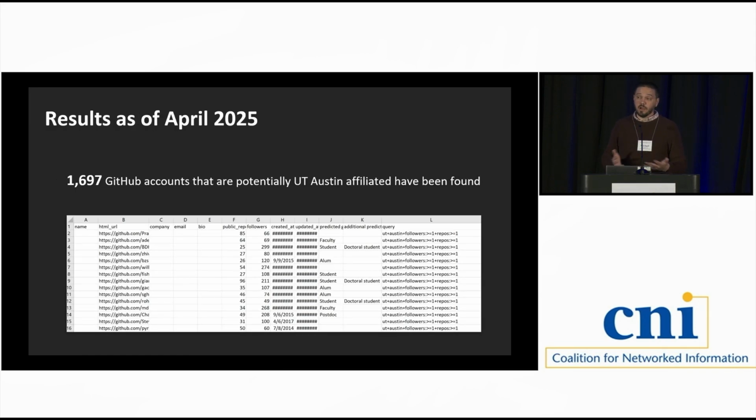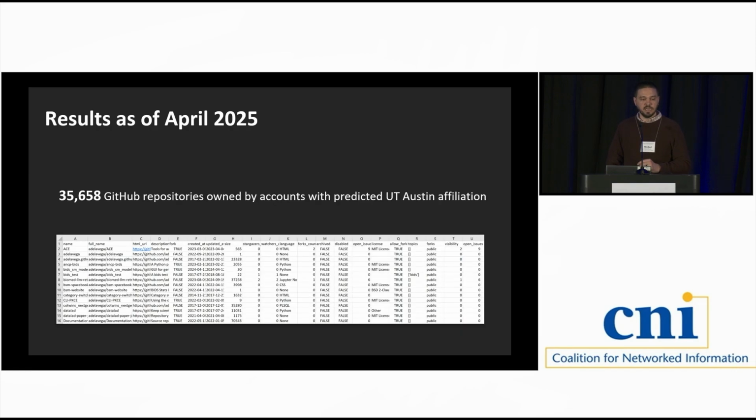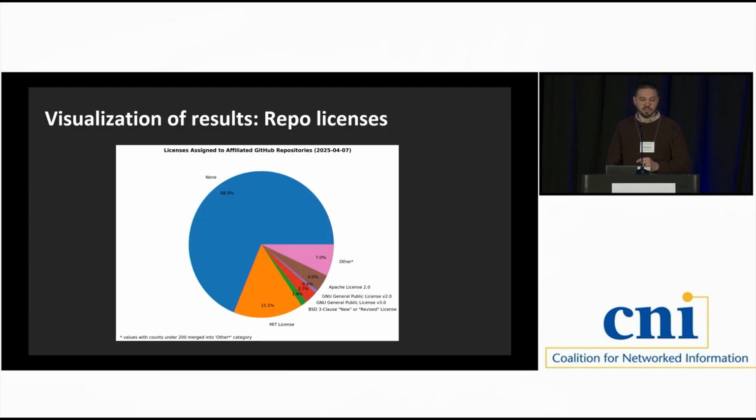We have been able to identify almost 1,700 active GitHub accounts that potentially have UT Austin affiliation, again, based on that information that has been publicly shared through those accounts. So we see a screenshot here of what that data set looks like, some of that information being redacted here because of potential sensitivity that I'll talk about in just a second. And with those almost 1,700 accounts, we have nearly 36,000 GitHub repositories that we've been able to identify using the scripted process. And there's some really interesting information that we can start to glean when we do some basic analysis of the data that we've gathered.